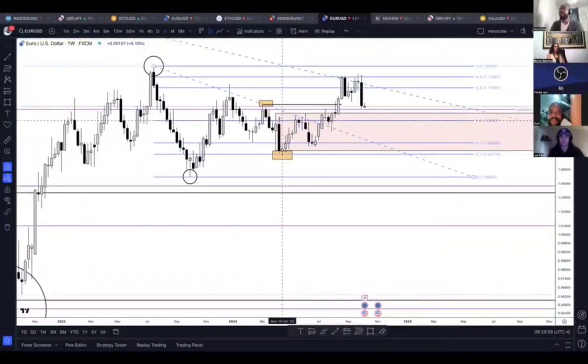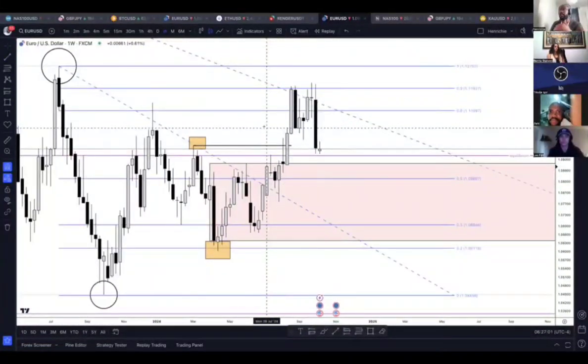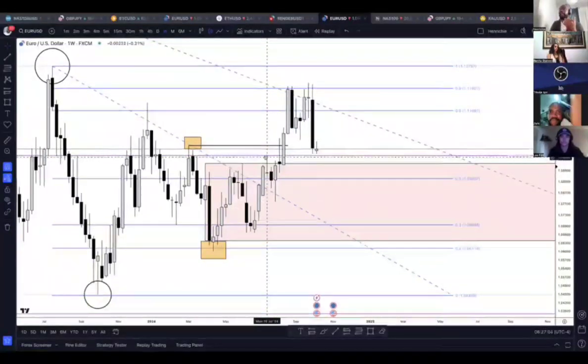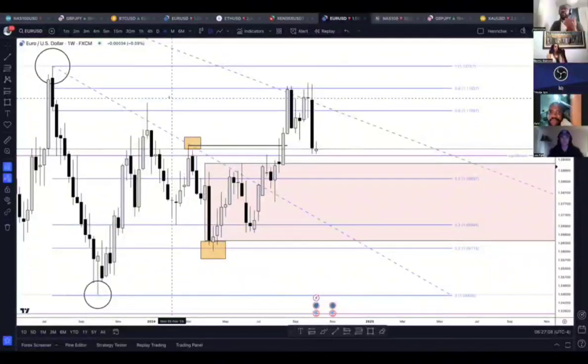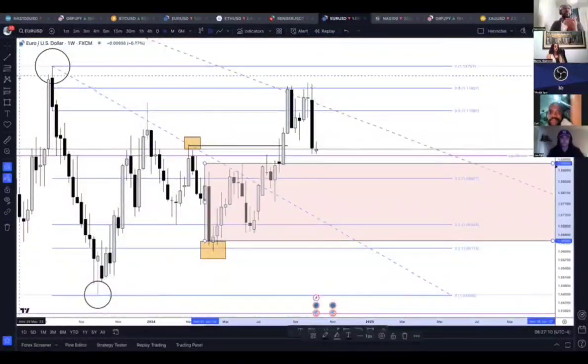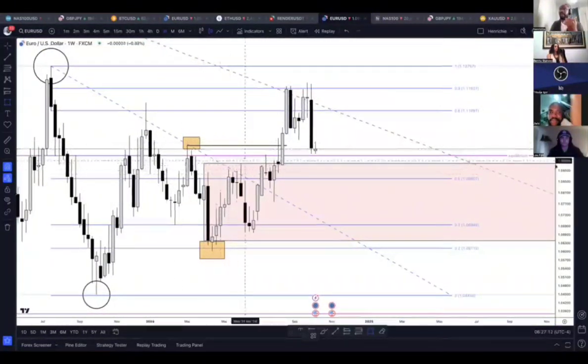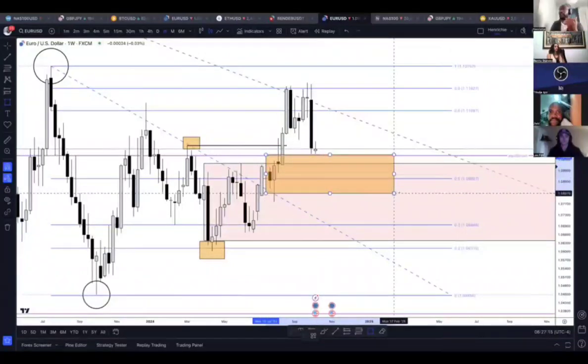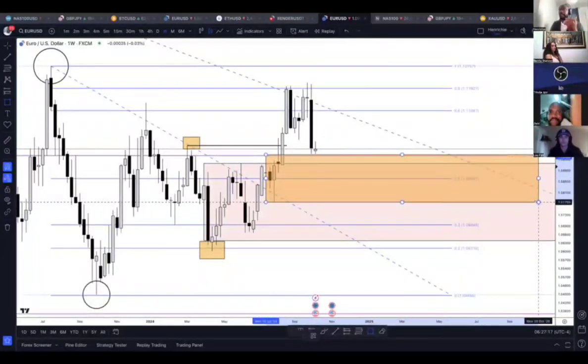The moment we broke that structure, I'm looking for the last down close candle. And right here, this is my last down move before breaking this structure. So that becomes my major point of interest where I'm anticipating to see price come into right there.